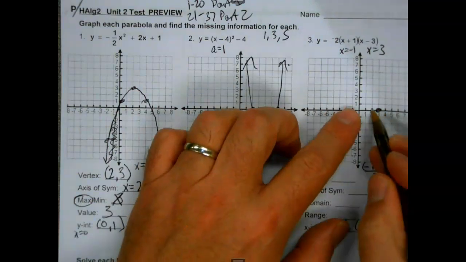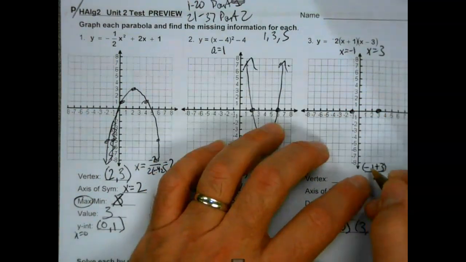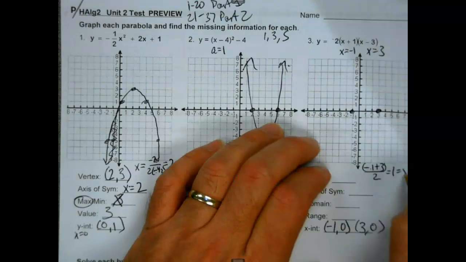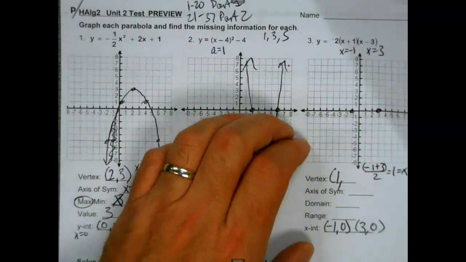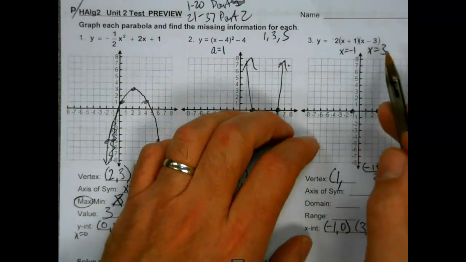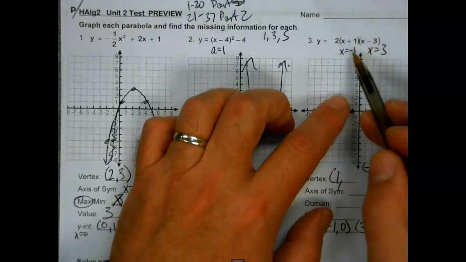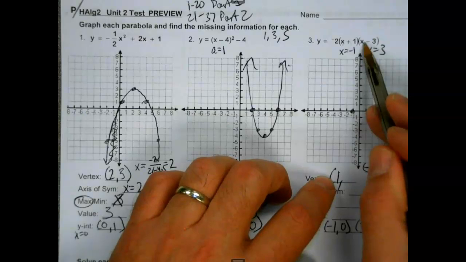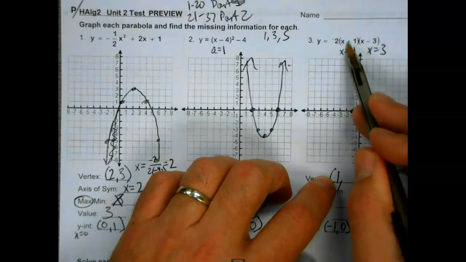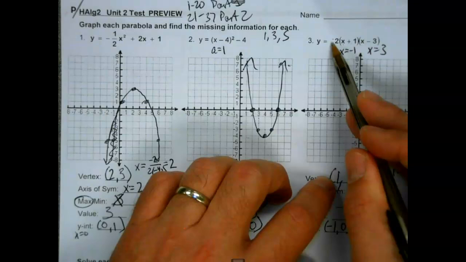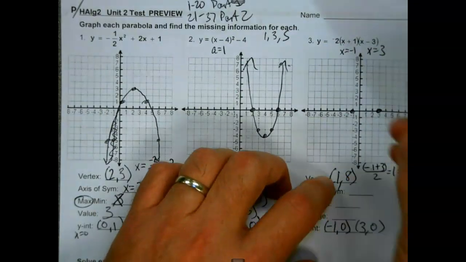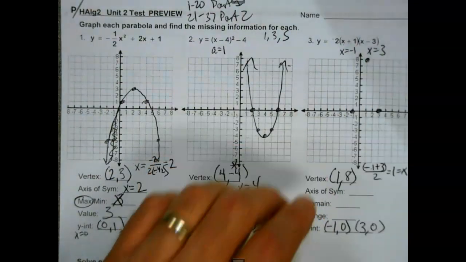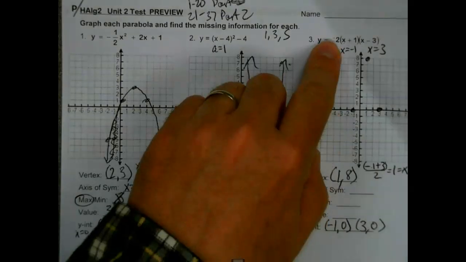So what's in the middle? I could kind of count, couldn't I? 2 divided by 2 is 1. That's the x value. And then either go to the calculator or just plug it in. 1 plus 1 is 2. 1 minus 3 is negative 2. So negative 2 times 2 is negative 4 times 2 is positive 8. Now, does this look right? It's opening down.